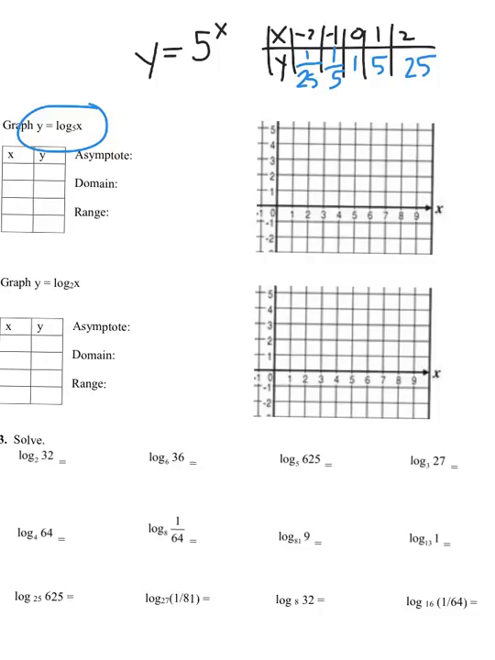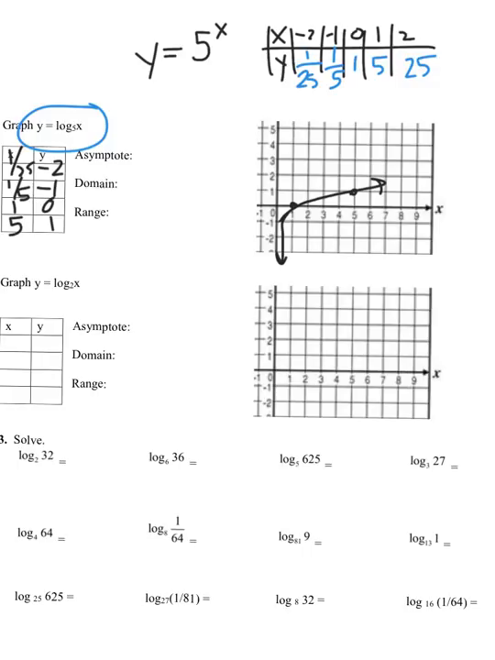So my x is going to be 1/25, 1/5, 1, and 5. And 25 is not fitting. And then this is going to be -2, -1, 0, 1. So I'm going to plot these points. I plotted the points and connected them with the curve. Notice how there are arrows at both ends.